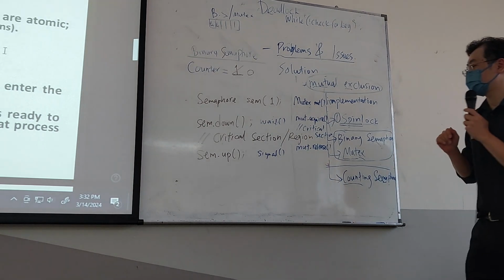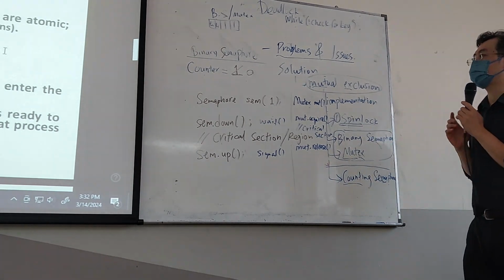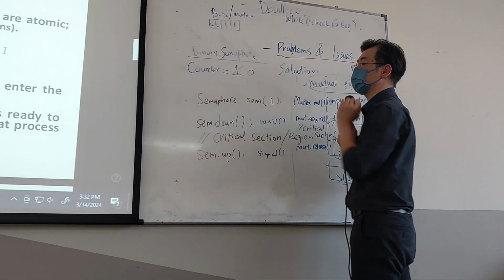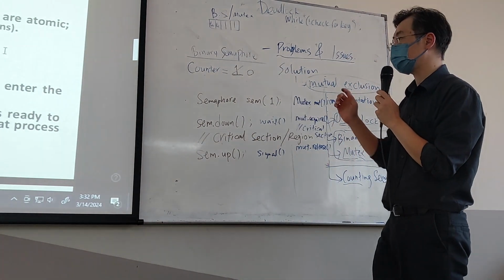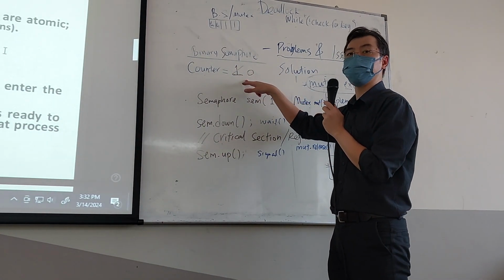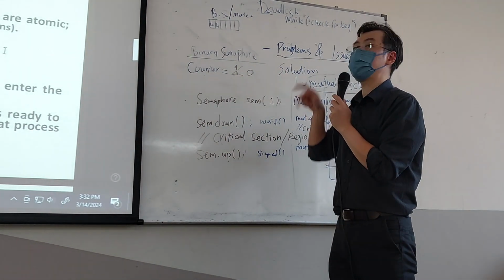There's one thing that I forgot to tell you, but I think I'll leave it to later to explain. You can start with 0. Why can you start with 0? There's some usage for that. The counting semaphore, you can start with any number. So what is the purpose of that?